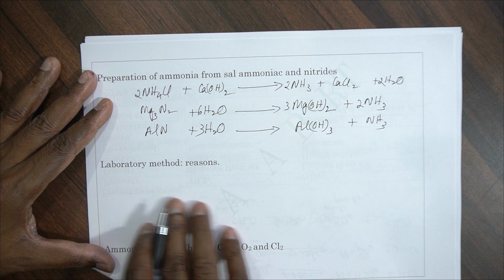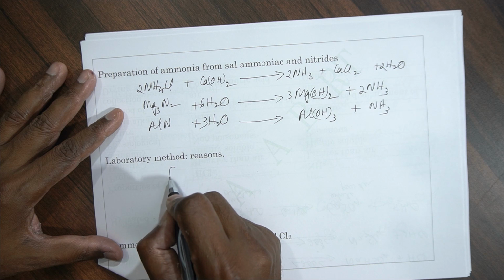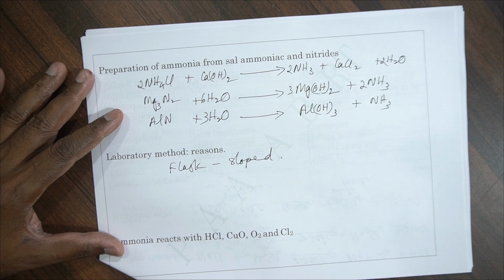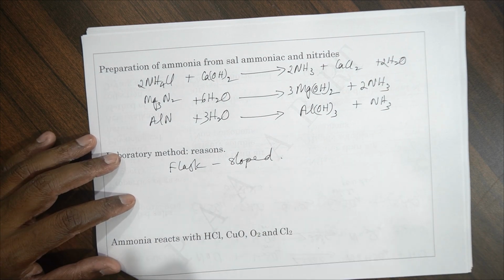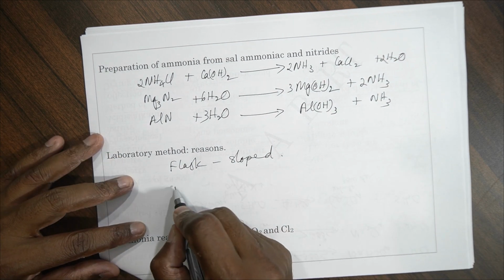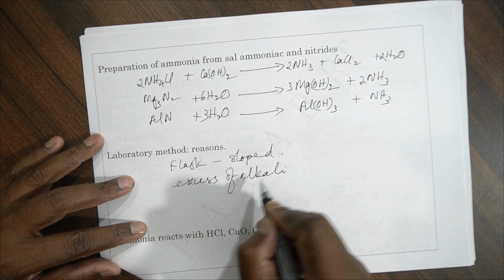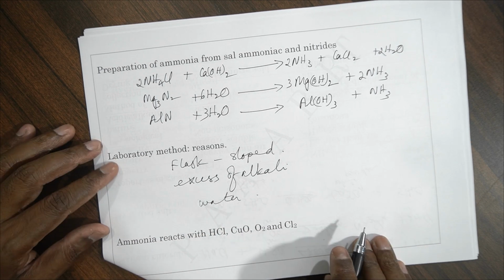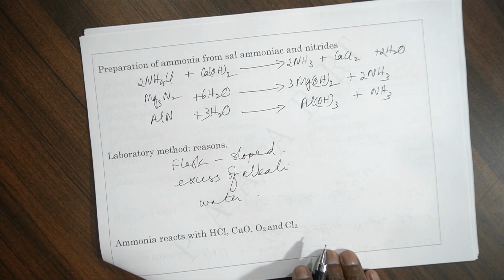Then in the laboratory method, there are some reasons. Why is the flask kept sloped? The flask is sloped to prevent trickling of cold water into the hot base of the flask and to prevent sublimation of ammonium chloride in the delivery tube. And then why is excess of alkali taken? So these are things that you must learn. Why is ammonia not collected over water? So these questions should be answered. You may understand preparation of ammonia. I have done a video on that. You can check the playlist under the chapter ammonia.